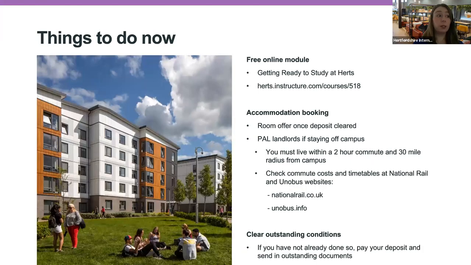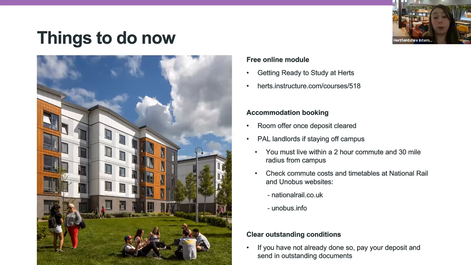Some things that you can do now. So the university has created a free module called Getting Ready to Study at Herts. They are going to keep adding to that over the course of the summer. So do start on it now and then you can check back on it as we get closer to start of term. But there's lots of resources on there, including some tips from existing international students about things they wish they'd known before joining the university and traveling to the UK, tips for academic success, video guides to how to navigate around StudyNet and Canvas. So lots of things on there so you can hit the ground running when you join us.